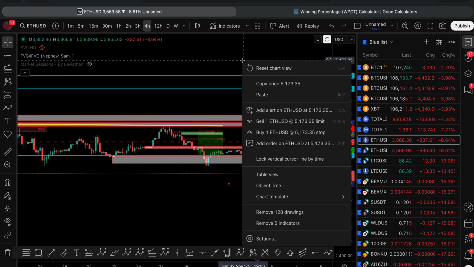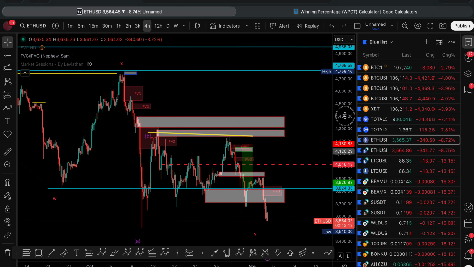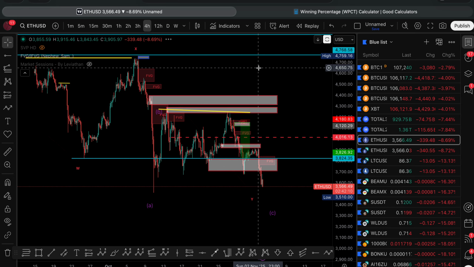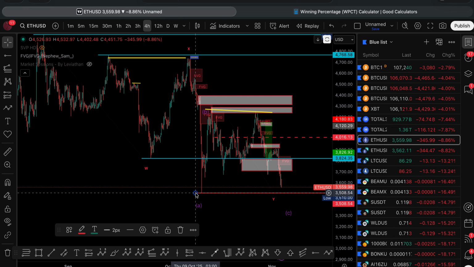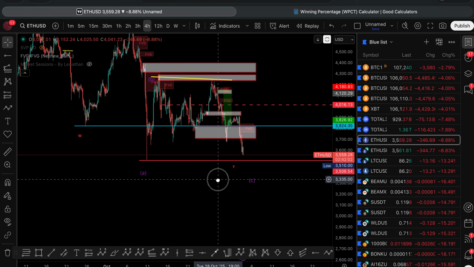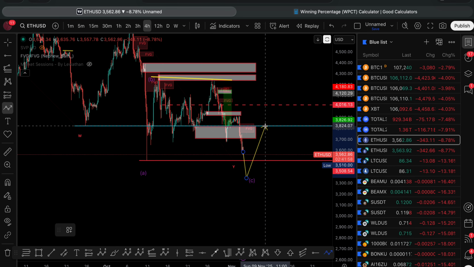Let's see, 4 hour. Yeah, so we'll mark this level. I'll mark it with, let's see, red. So if we close below this level, we'll be expecting a bounce and continuation to the downside from here. If I'm to follow the system, this is what it will entail. Let me delete that.